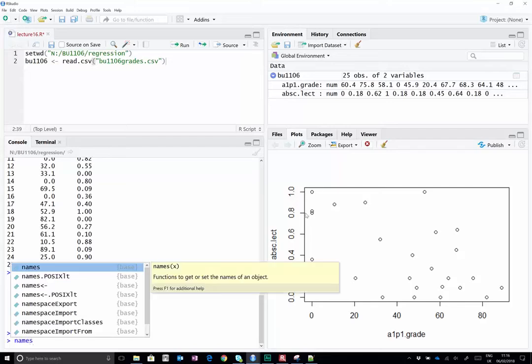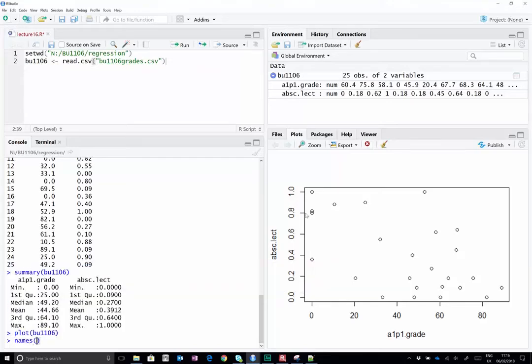Names. So I want new names for BU1106. If I give new names, which one do you think I hand over first, the x-axis or the y-axis? This one's straightforward. X, yeah, okay.